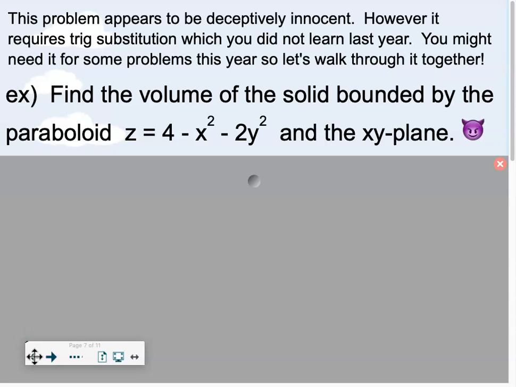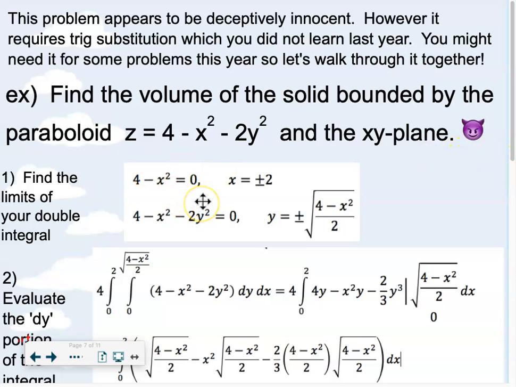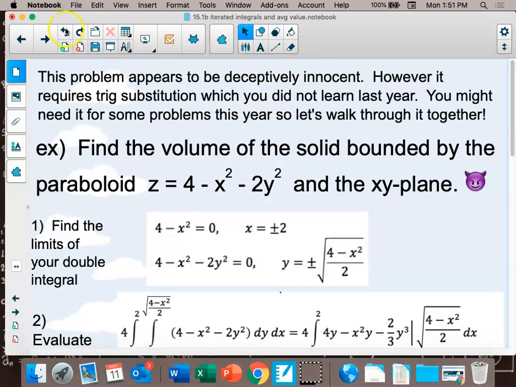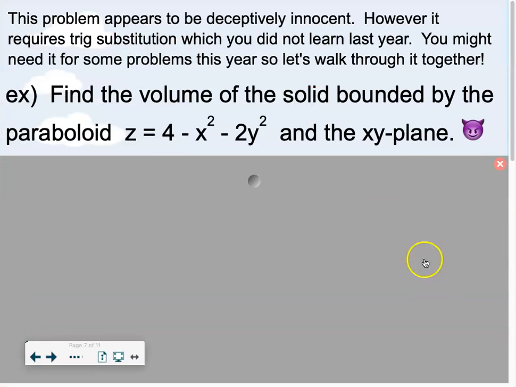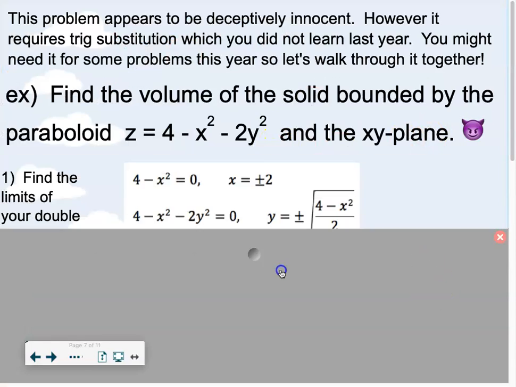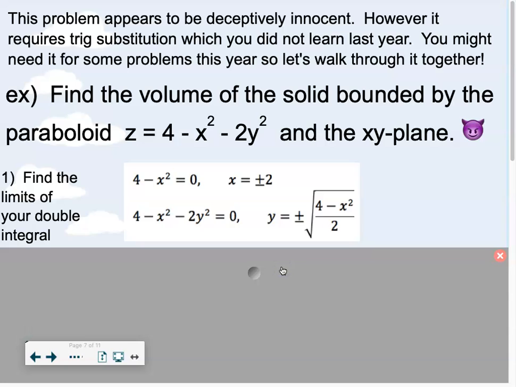So the first thing that we're going to do is find limits. I kind of want to open the slide and just delete everything, and we'll just walk through it together. And if this goes south, I don't know. I do have it typed so nicely. All right, we'll try it and we'll see how it goes. Okay. So the first thing that you have to do is find your limits.